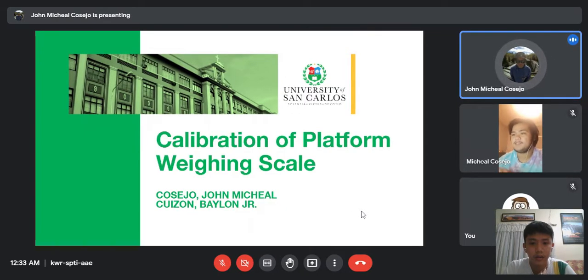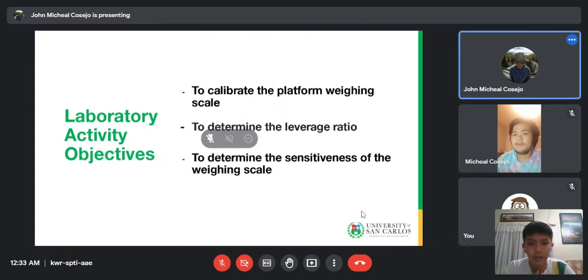Me and my pair, Bailon, will report about the laboratory activity calibration of platform weighing scale. There are three objectives of this activity. First, to calibrate the platform weighing scale. Second, to determine the leverage ratio. And lastly, to determine the sensitiveness of the weighing scale.